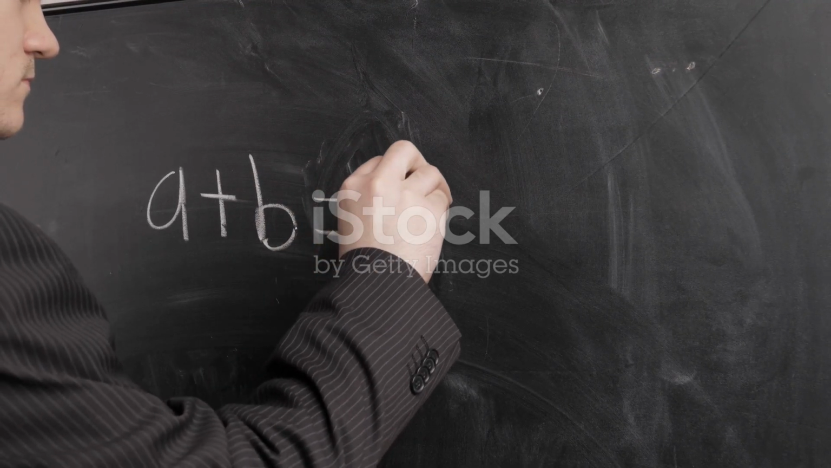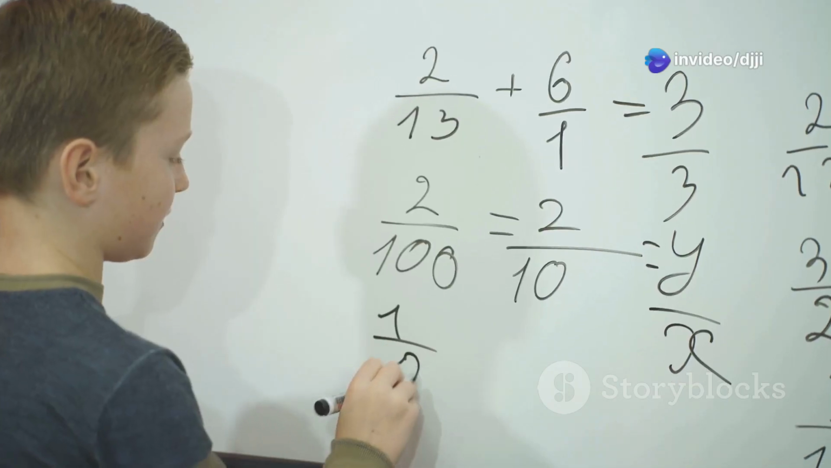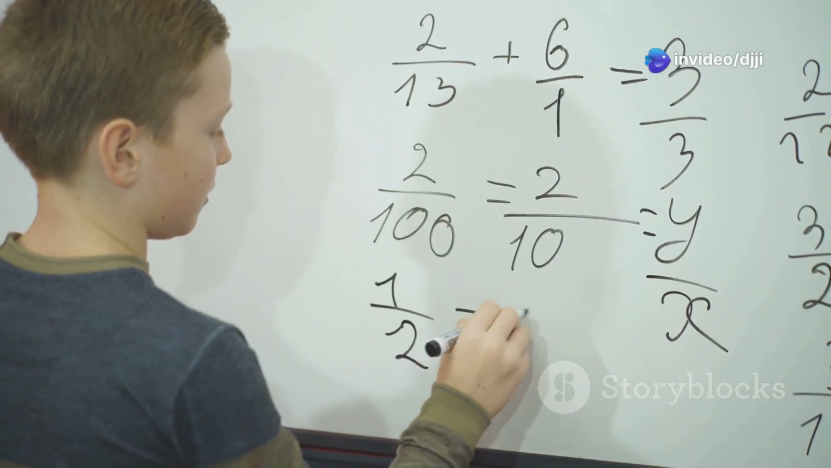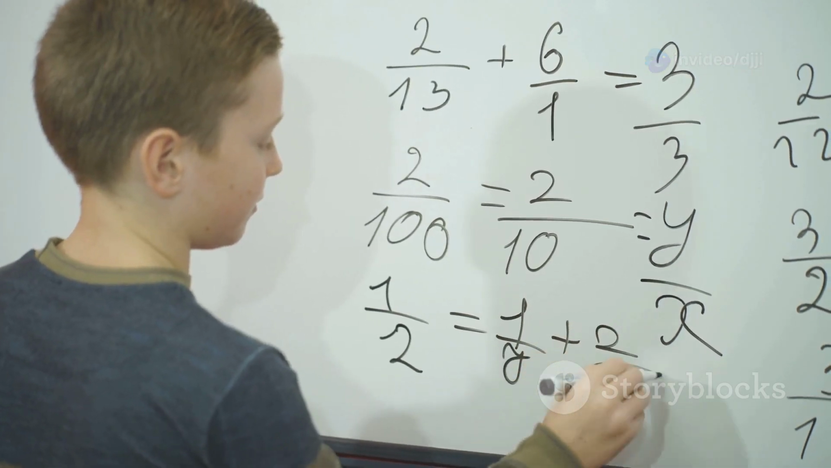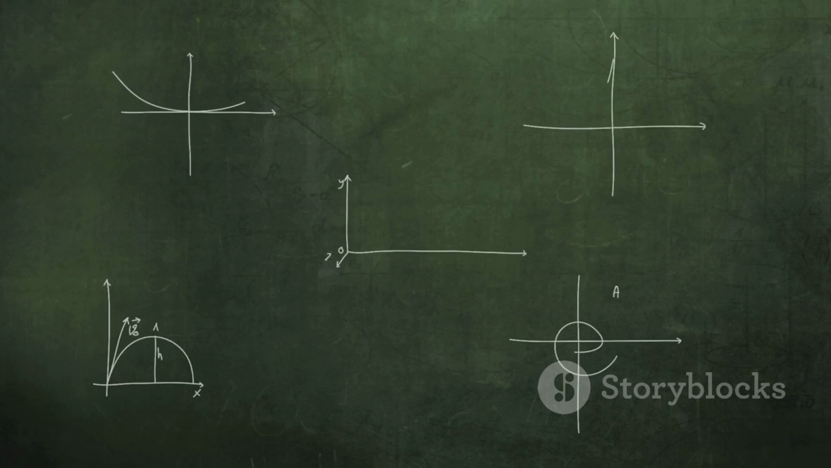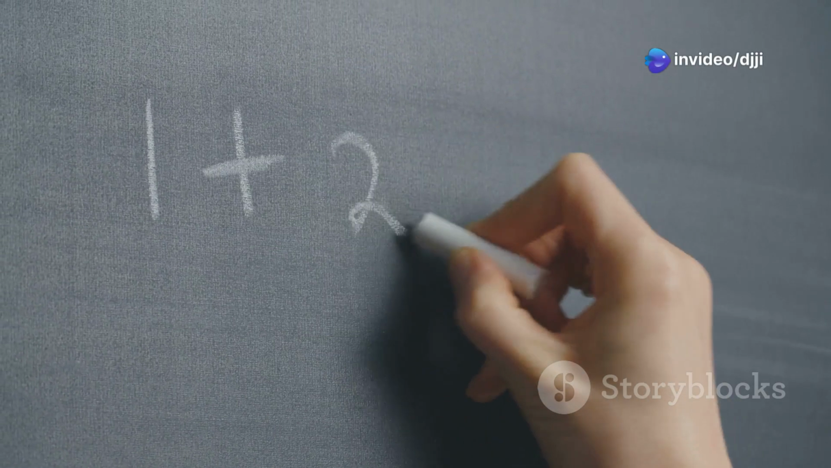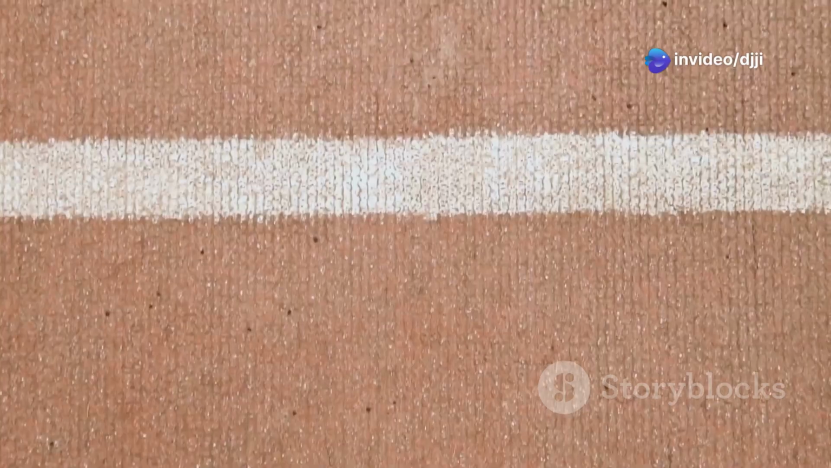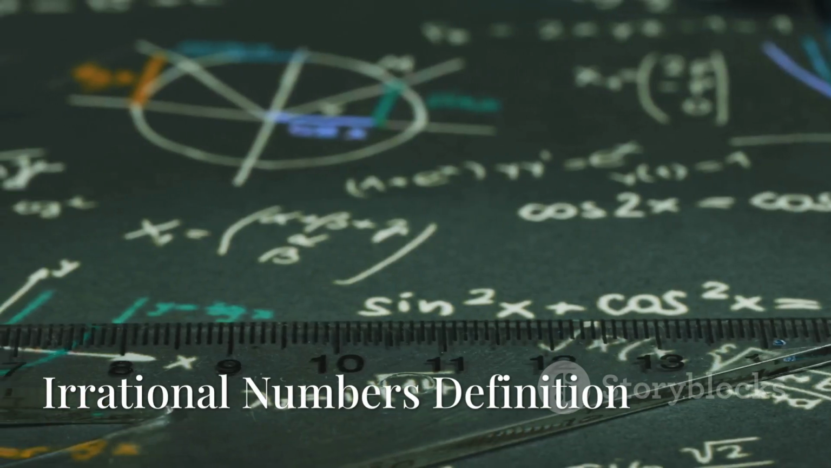Rational numbers are numbers that can be expressed as a fraction or ratio of two integers. In other words, a number is rational if it can be written in the form a over b, where a and b are integers and b is not equal to 0. Examples include 1/2, where a equals 1 and b equals 2, -3/4, where a equals -3 and b equals 4, 5, which can be written as 5 over 1, and 0, which can be written as 0 over 1.